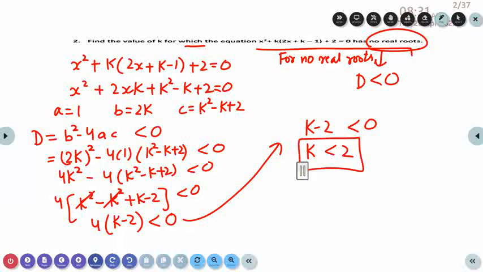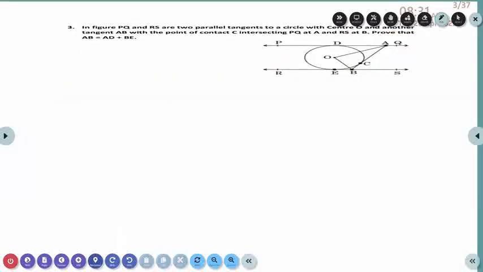Now next, question number 3. In the figure, PQ and RS are two parallel tangents to a circle with center O, and another tangent AB with the point of contact C intersects PQ at A and RS at B. Prove that AB is equal to AD plus BE. So here the figure is given.